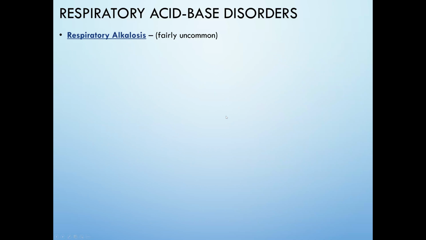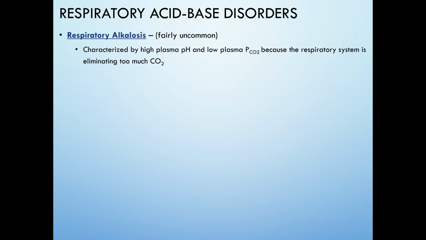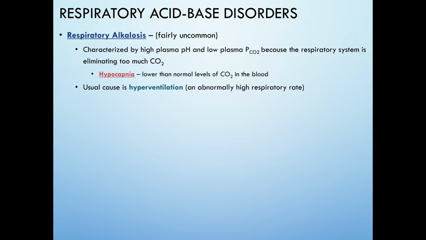So the next respiratory acid-base disorder is respiratory alkalosis. This one is fairly uncommon. It is characterized by a high plasma pH and a low plasma carbon dioxide level because the respiratory system is eliminating too much carbon dioxide. This would be called hypocapnia, or a lower than normal level of carbon dioxide in the blood. And the usual cause of respiratory alkalosis is hyperventilation, which would be an abnormally high respiratory rate.